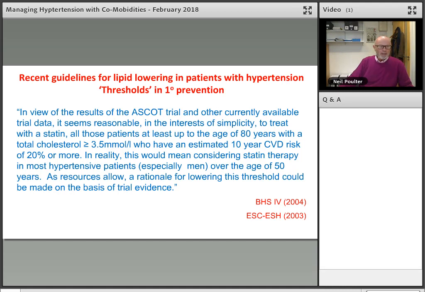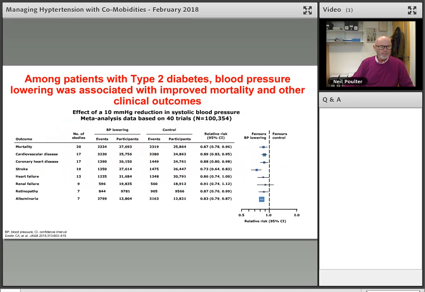And they also said prophetically, as resources allow, a rationale for lowering this threshold could be made on the basis of trial evidence. In other words, adding in a statin is pretty much a no-brainer when you're managing hypertension. You should be thinking, why would I not give this patient a statin rather than why should I? So that's lipids and dyslipidemia.